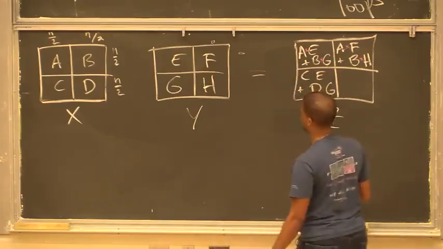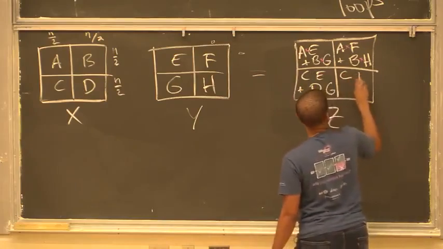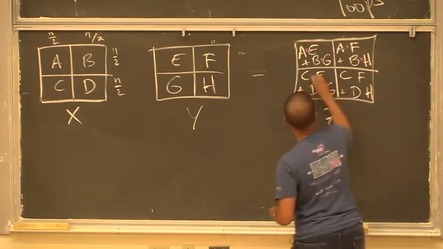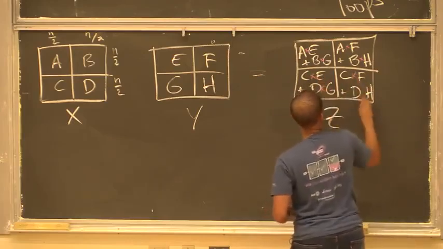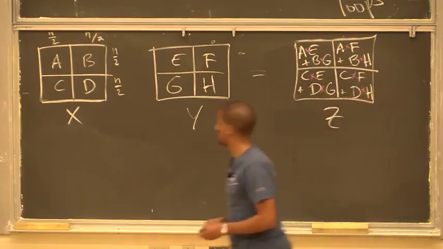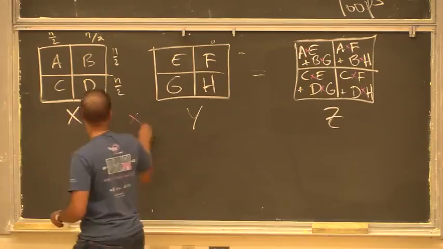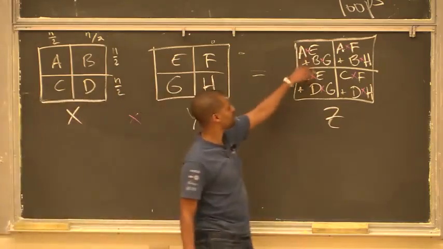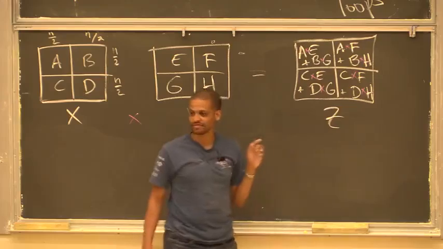And then here you have CF plus DH. Right? So all of these are multiplications. Okay? So we started off wanting to do one multiplication, x times y, and now we find ourselves wanting to do 8 multiplications. 1, 2, 3, 4, 5, 6, 7, 8.